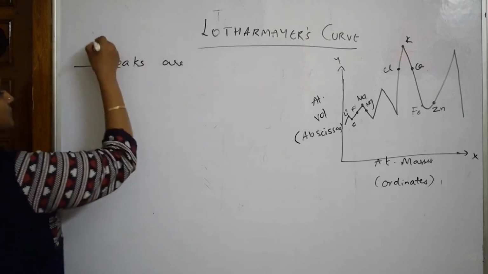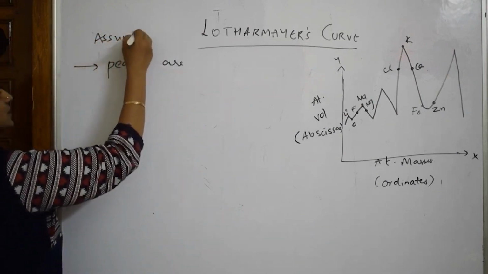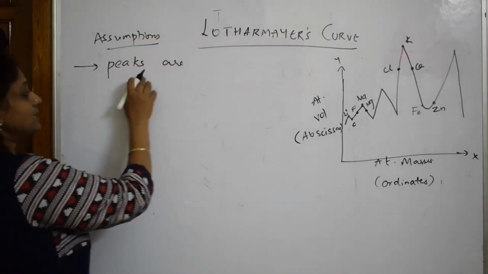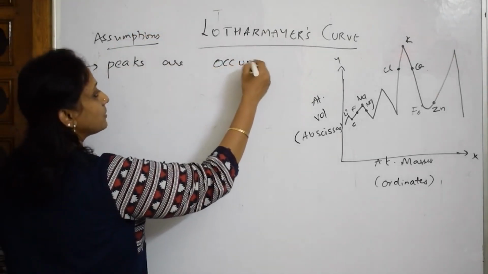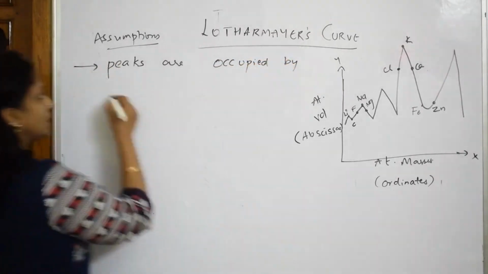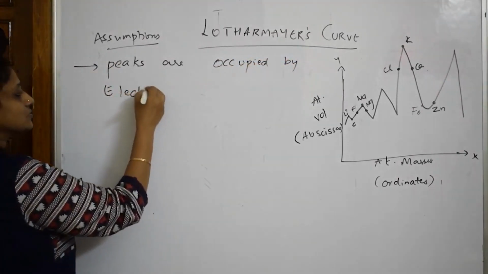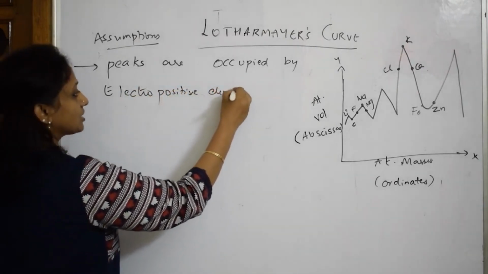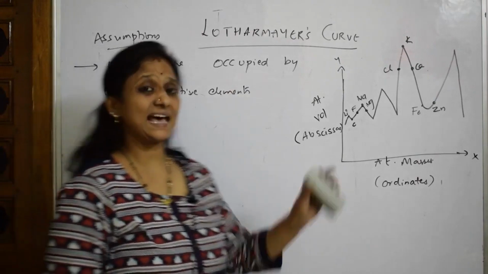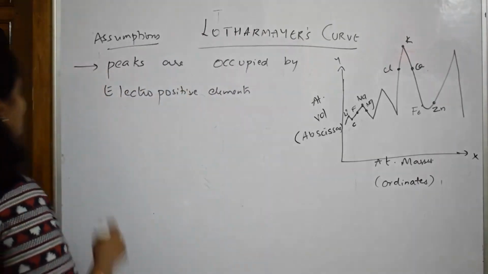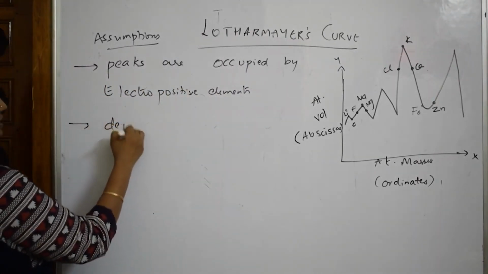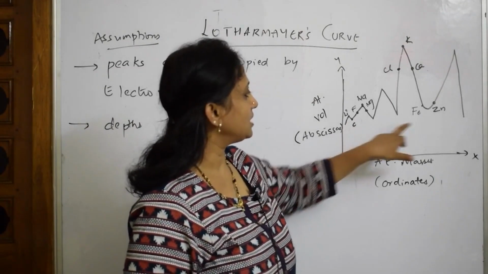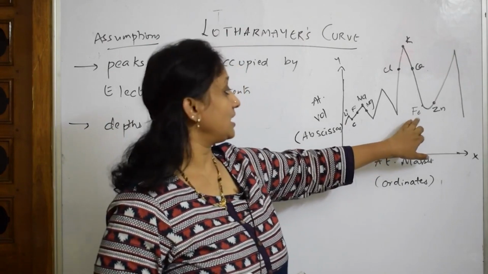These are the first assumptions given to us by Lothar Meyer, who was a chemist. He said the peaks are occupied by electropositive elements, which we now call alkali metals, according to Moseley. Then he said the depths, like the carbon depth here, then zinc, then iron, right?